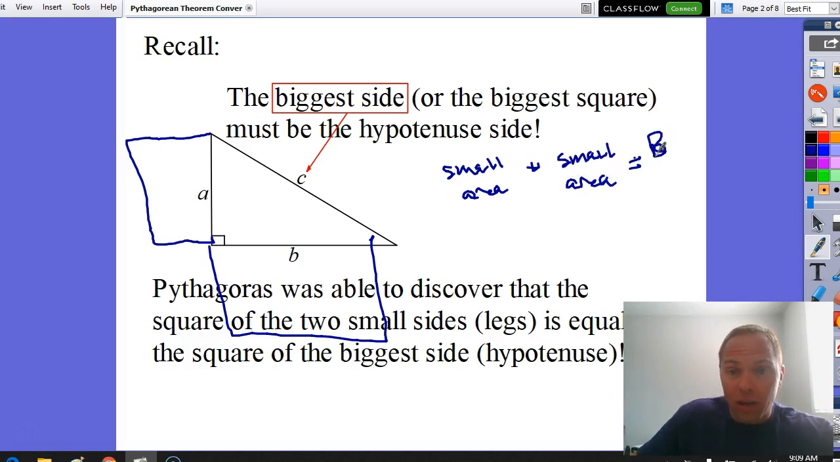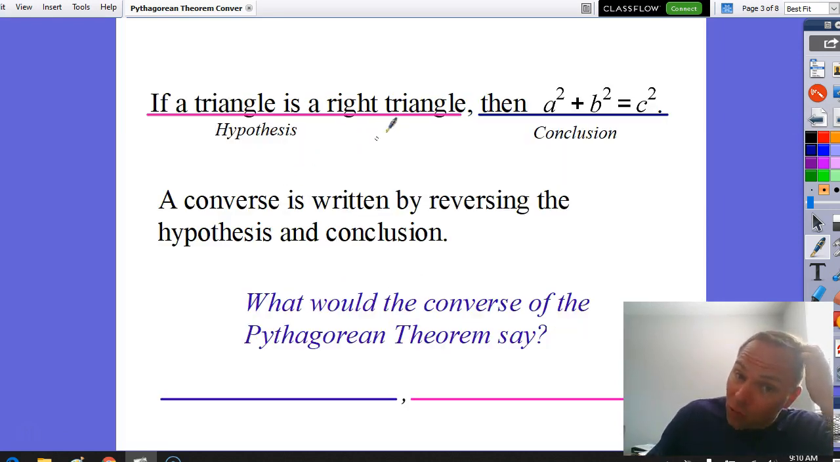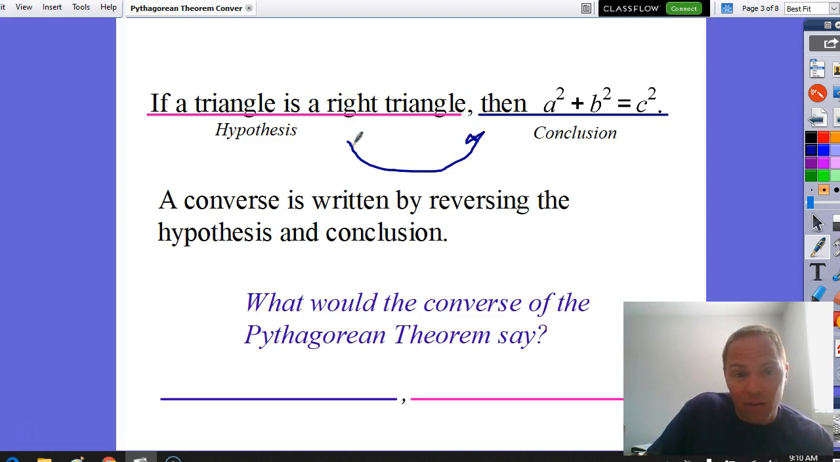So when we think about big area, we're going to talk about the hypotenuse side, okay? So remember, the square of the two small legs, when added together, makes the square of the hypotenuse. So if a triangle is a right triangle, then a squared plus b squared equals c squared is a true statement. So if you're given a right triangle, what the Pythagorean theorem says is then a squared plus b squared will equal c squared. But the converse of this is written by reversing these two pieces of the puzzle.